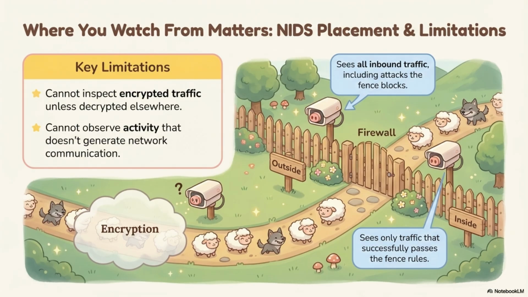Sensor placement determines what a NIDS can observe. Sensors placed outside a firewall see all inbound traffic, including attacks that are blocked. Sensors placed inside see only traffic that passes firewall rules. Organizations choose placement based on monitoring goals, and multiple sensors may be used when both attempted and successful attacks must be visible.